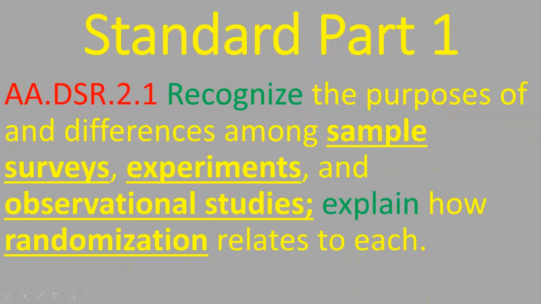Here's part of the standard. It says to recognize the purposes of and differences among sample surveys, experiments, and observational studies, and explain how randomization relates to each. Okay, so you might want to read that and make sure you can answer that. What are the purposes of all three? How are they different? And how is random important in all those?